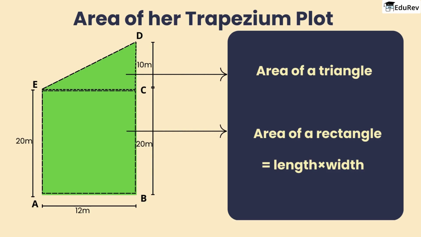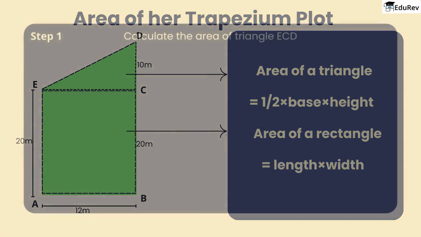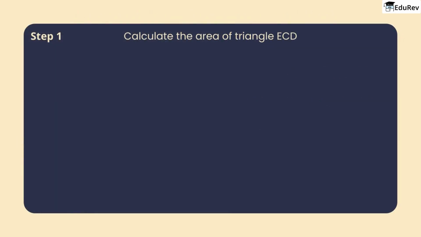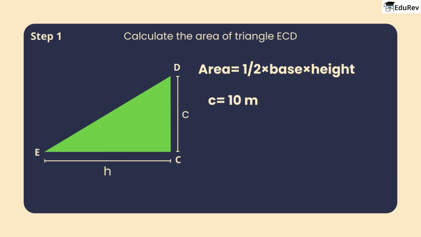Remember, the area of a rectangle is length times width, and the area of a triangle is half times base times height. Let's use these formulas to find the area of Najma's plot. Step 1. Calculate the area of triangle ECD. For the triangle, we use the formula half times base times height. Here, the base C is 10 meters and the height H is 12 meters. So, the area of triangle ECD is half times 10 times 12, which is equal to 60 meters squared.